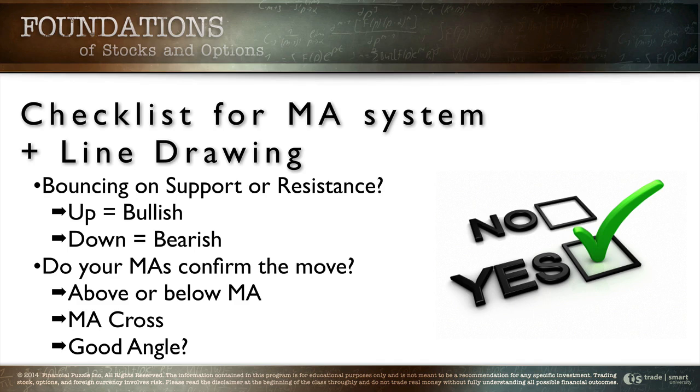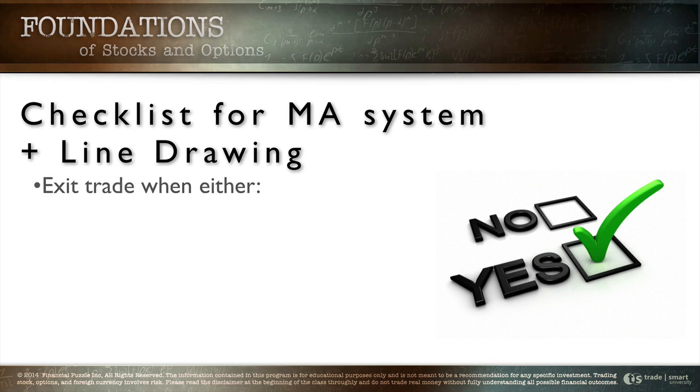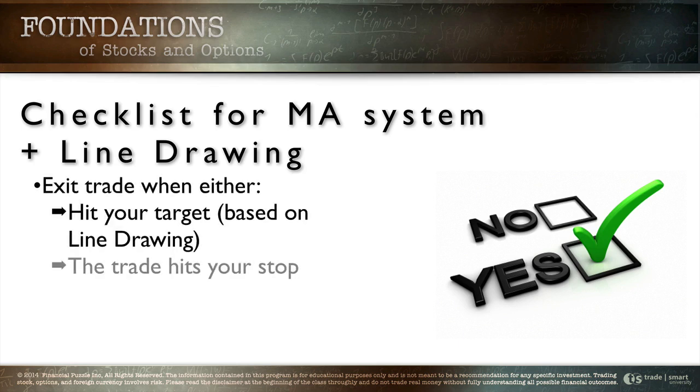Of course, the line drawing is not a system as much as a framework, but as you take these two analysis tools and put them together, we're looking to be bouncing up from support or pulling away from resistance with your lines, and we're looking for the same type of move happening with your moving averages. We're going to exit when we hit our target based on our line drawing, or the trade hits your stop. That's typically when you're going to exit.